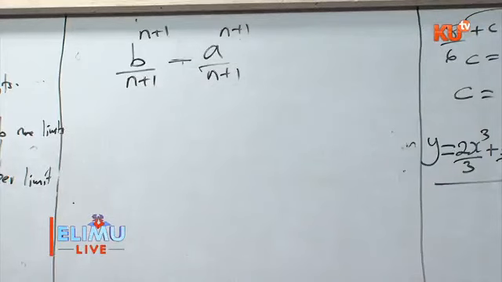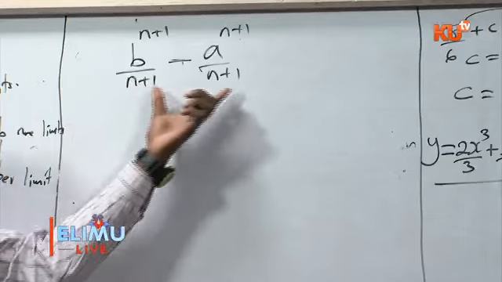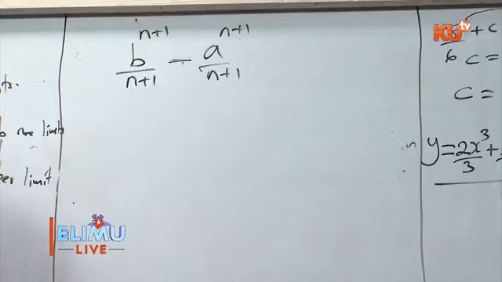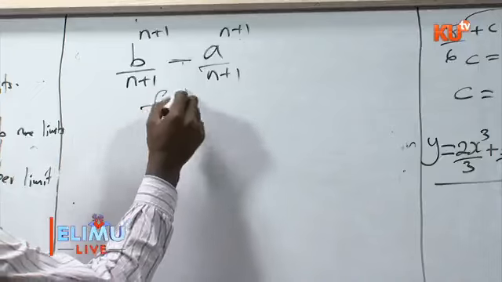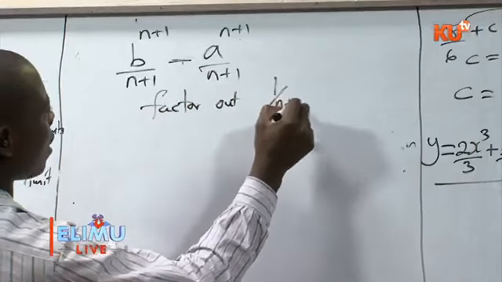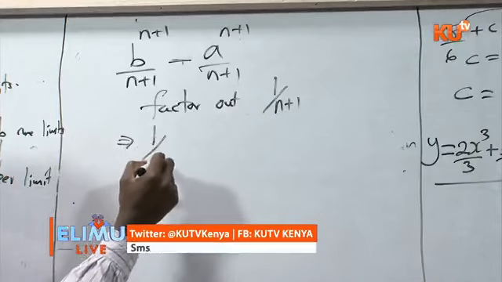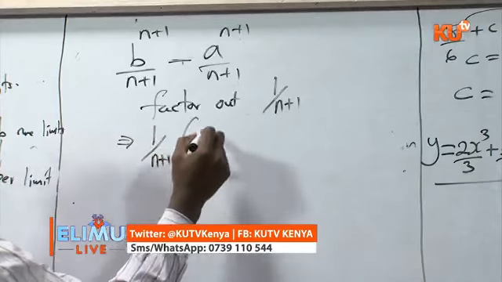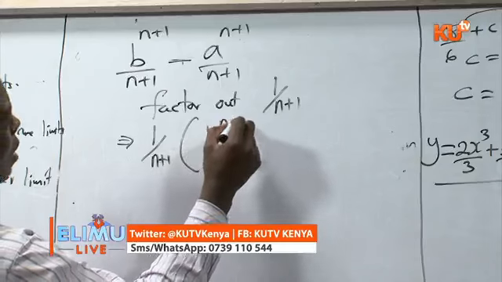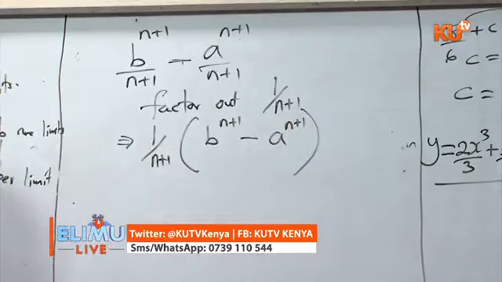So in this case then, you will see the denominator is a common term, which is n plus 1. So we'll factor out 1 over n plus 1. So this will give us 1 over n plus 1 into b to the power n plus 1 minus a to the power n plus 1. And that is the way we will carry out definite integrals.